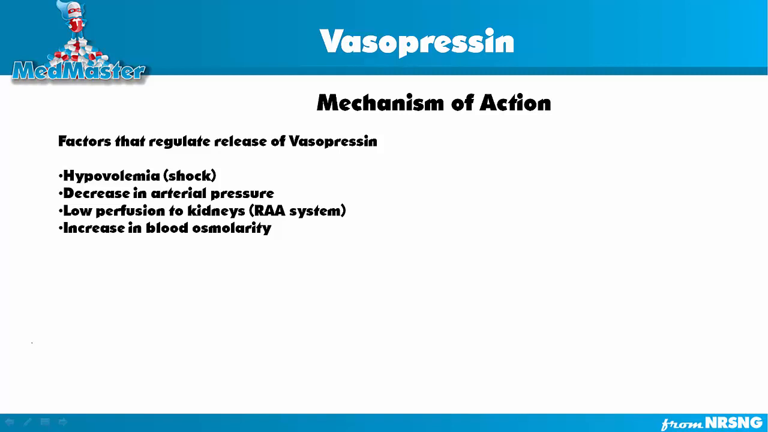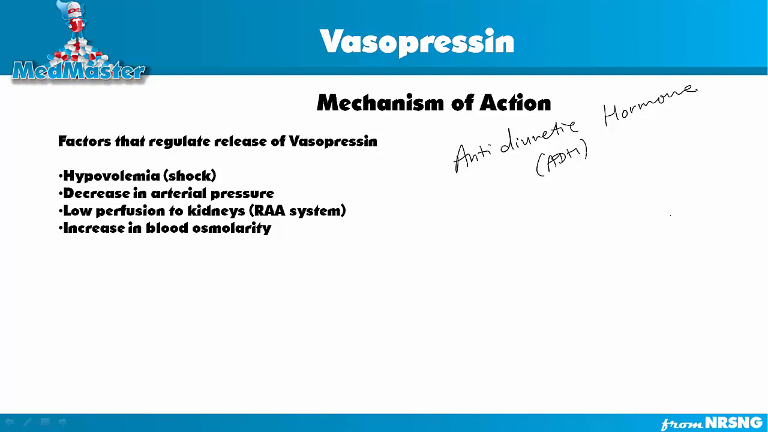So if you have heard the name antidiuretic hormone, ADH, that is vasopressin. Now, a factor that increases the release of ADH in the body is hypovolemia. So if you have fluid loss, blood loss, basically a low volume of fluid in your body, that's going to increase the release of vasopressin or ADH.